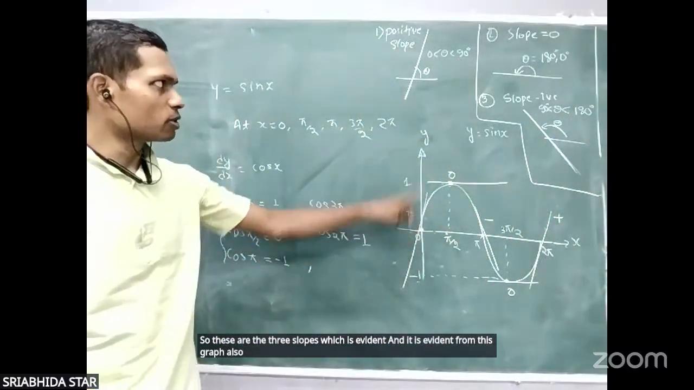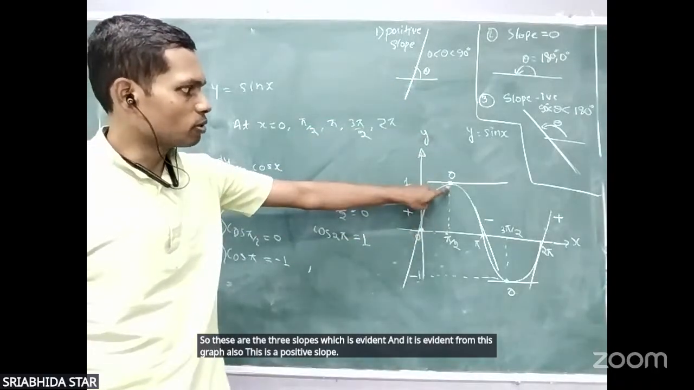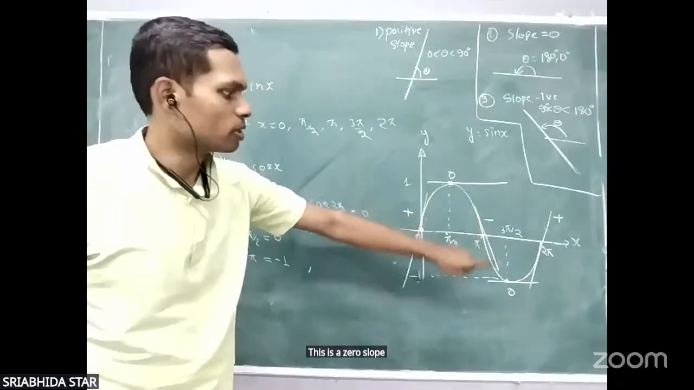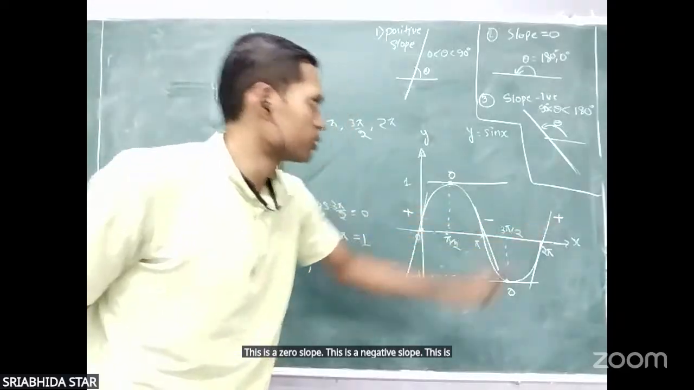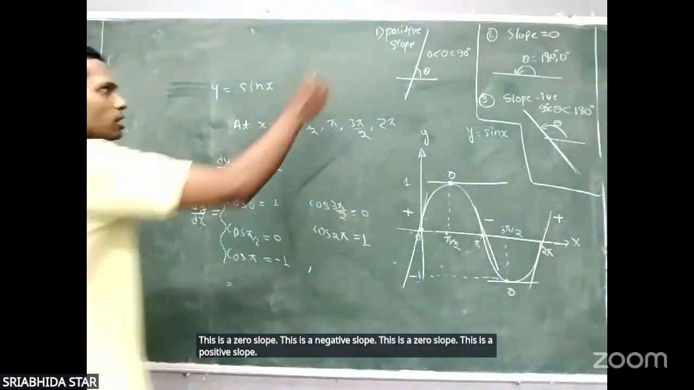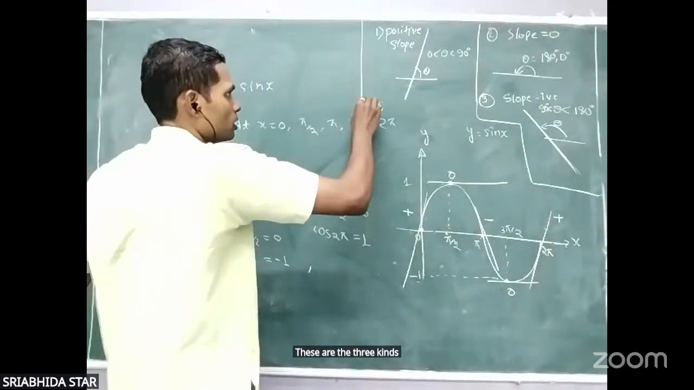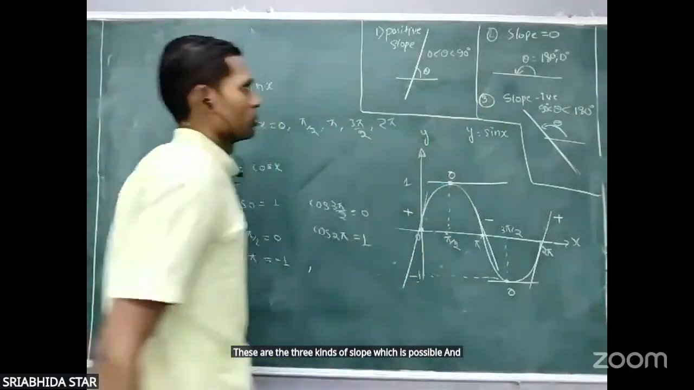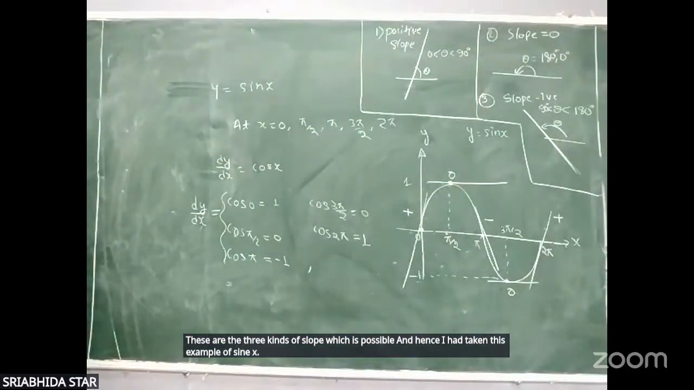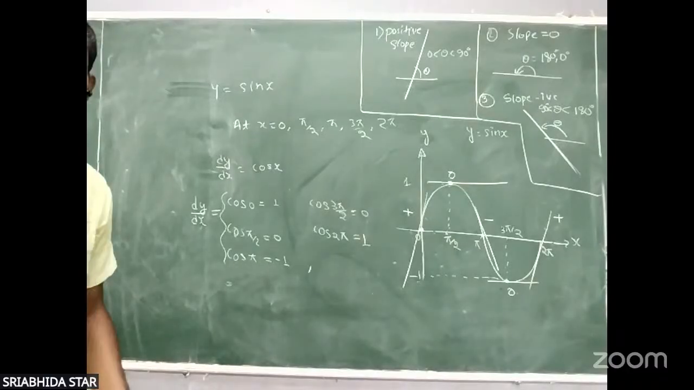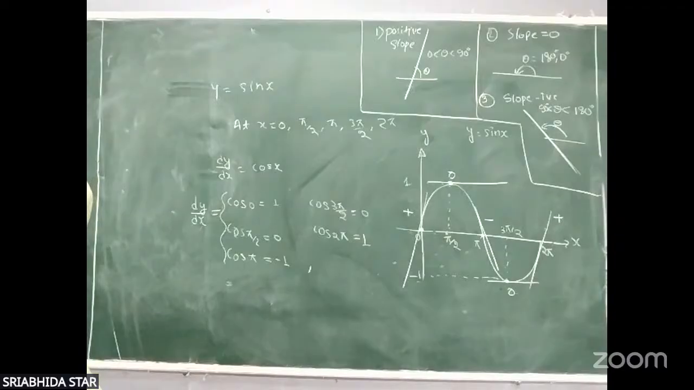This is a positive slope. This is a 0 slope. This is a negative slope. This is a 0 slope. This is a positive slope. These are the three kinds of slope which are possible, and hence I had taken this example of sine x. Yes. Kindly make a note of this.